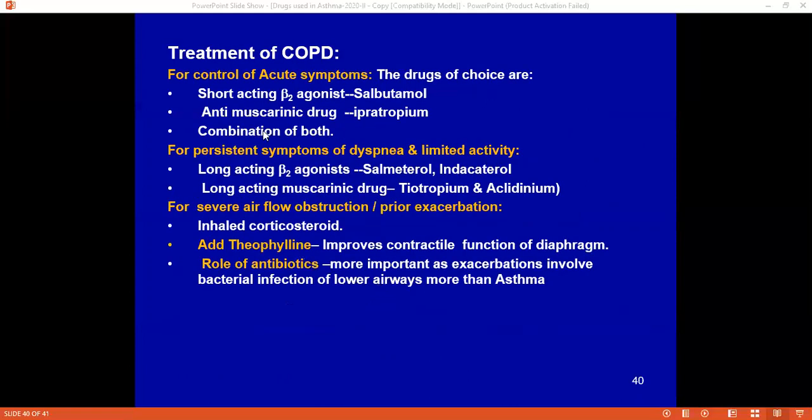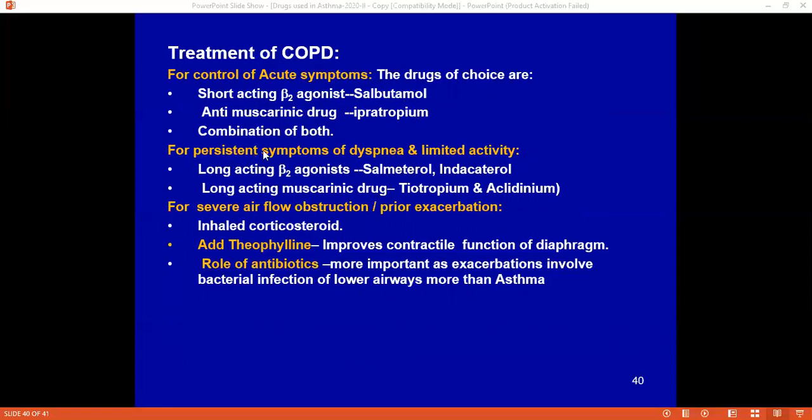For control of acute symptoms, the drugs of choice are short-acting beta-2 agonists, salbutamol. We do not give it by inhaler because the lung surface is not that much available, so we give it mostly intravenously or orally. Antimuscarinic drugs, ipratropium, or a combination of both drugs. This we give by inhalation, and salbutamol sometimes we use orally.